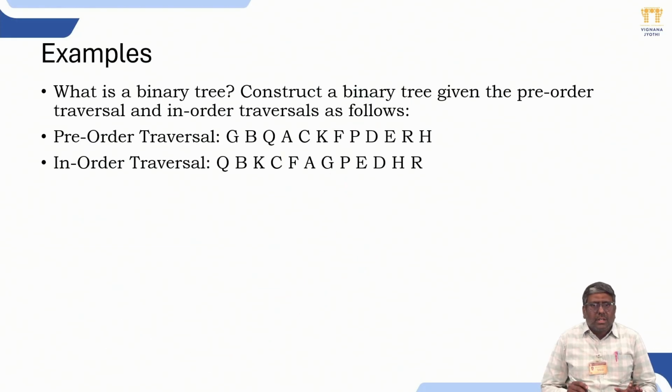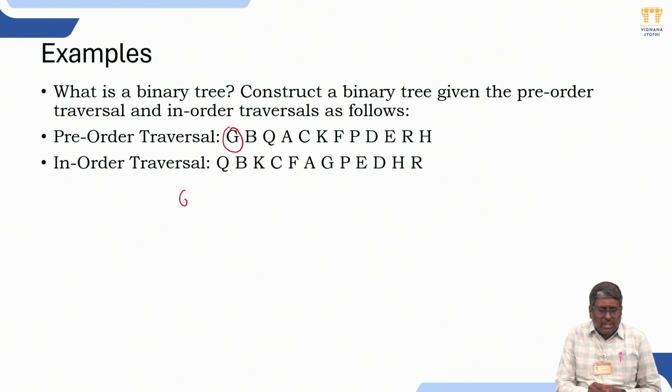Next, we want to construct a binary tree for the given pre-order and in-order traversal techniques. Already I told, in the pre-order traversal, the first node is always the root node. So in the given sequence, G is the root node. Then locate that G in the in-order traversal. So here we have G. All these elements are the left subtree of this G, and all these elements are the right subtree of this G.